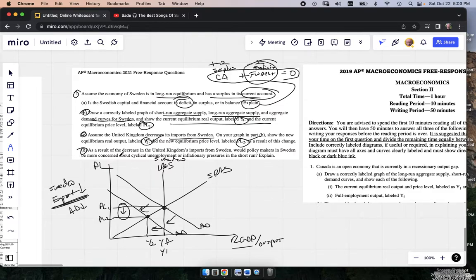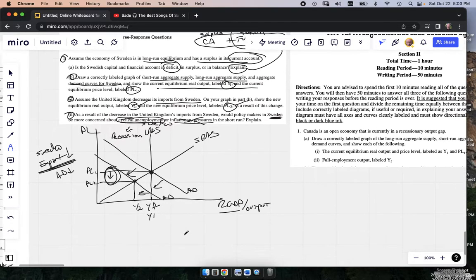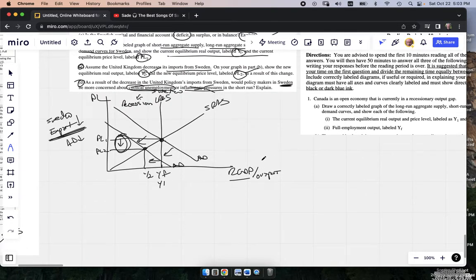D, as a result of the decrease in the UK's imports from Sweden, would policymakers in Sweden be more concerned about cyclical unemployment or inflationary pressures? Well, we've already said that the price level's going down, so they're not worrying about inflation. They would be worried about cyclical unemployment, which is unemployment during a recession. They're just checking to see if you know it. So let's do our little, what we call our causal chain of thinking here. We know exports in Sweden went down.